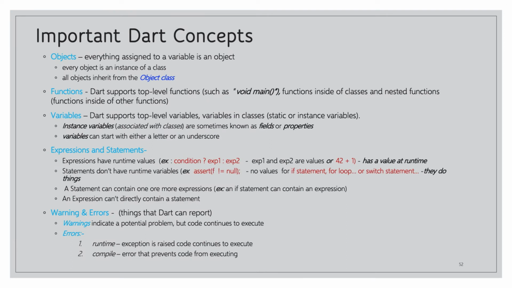This seems like as good a time as any to talk about some important Dart concepts that you'll want to keep under your belt. Objects. Everything assigned to a variable is an object. Every object is an instance of a class, and all objects inherit from the Object class.